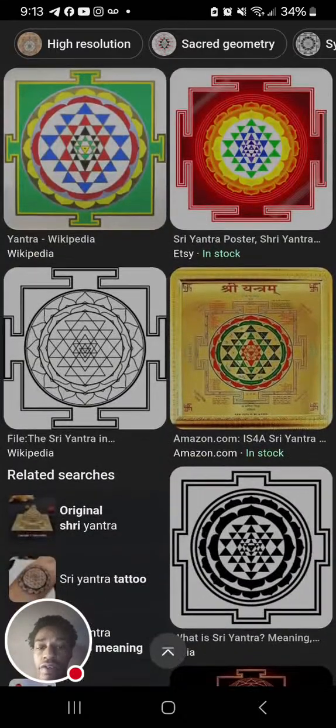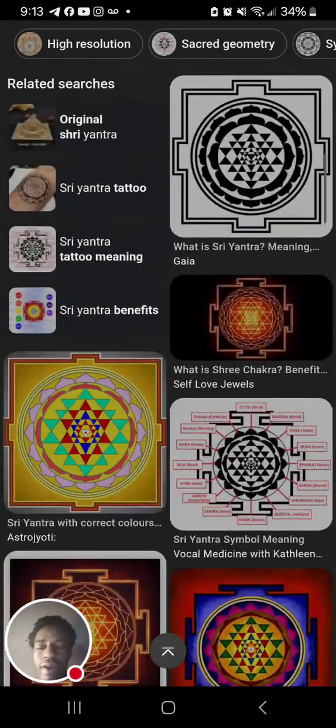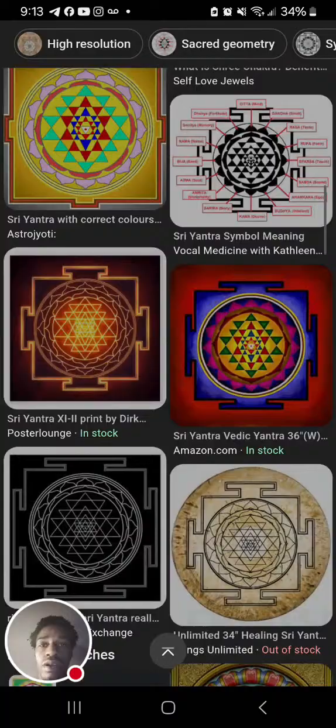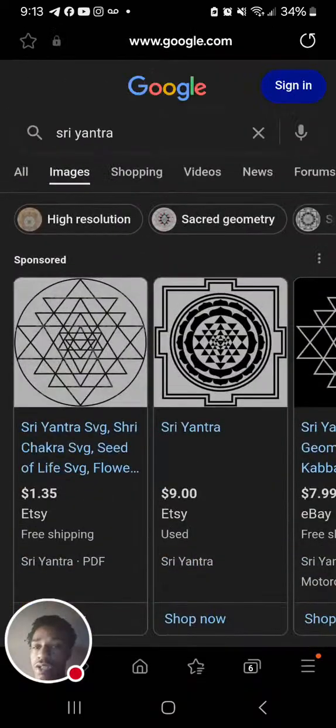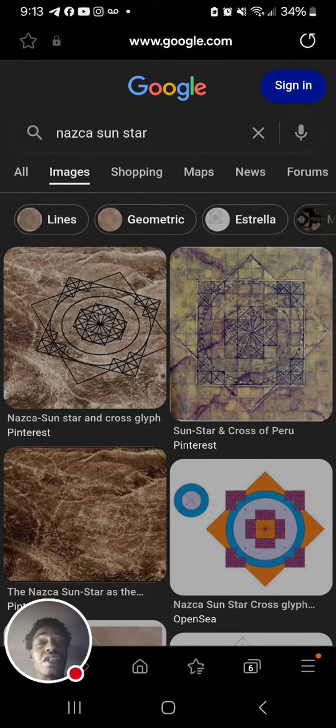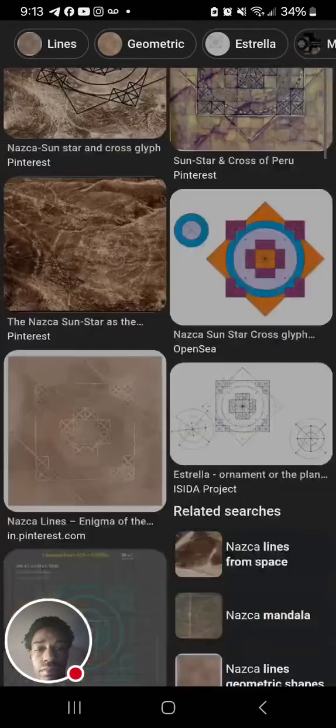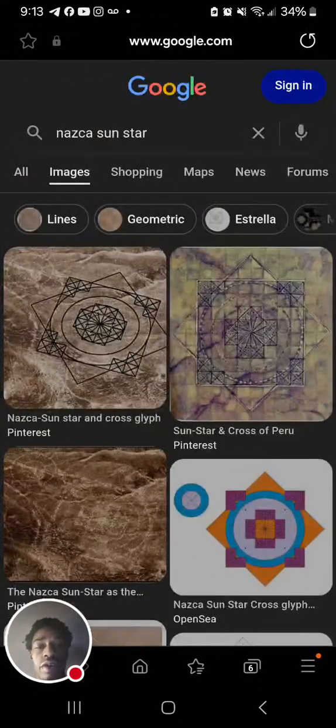The outline of it is much like the mandala, or not mandala, but the Nazca Sun Star, of course. But it's not the exact same thing. This is what you see and is a Buddhist Sri Yantra. When you look at the Nazca Sun Star, it's not the same thing. It's very important to understand that. They do look similar, but they are not the same thing. And that's something that very much needs to be understood.